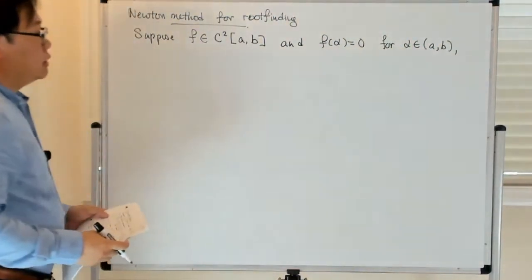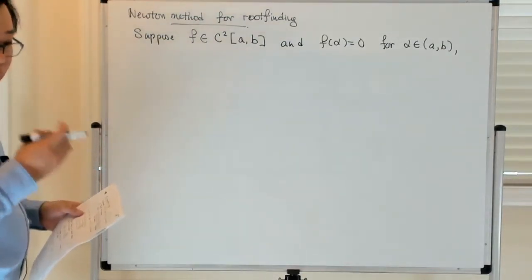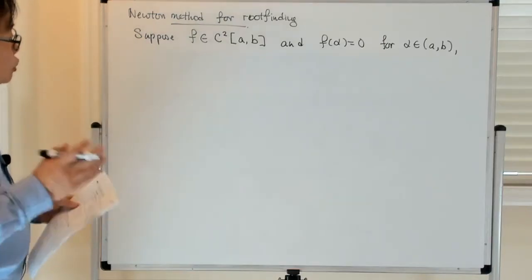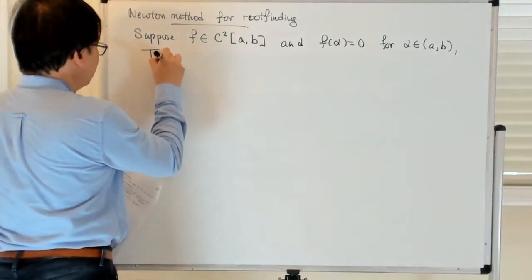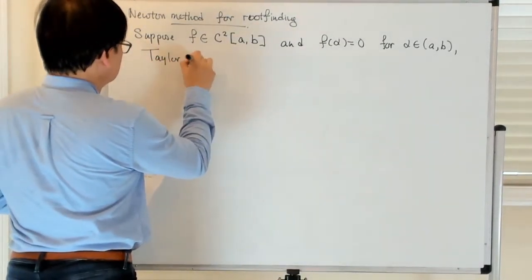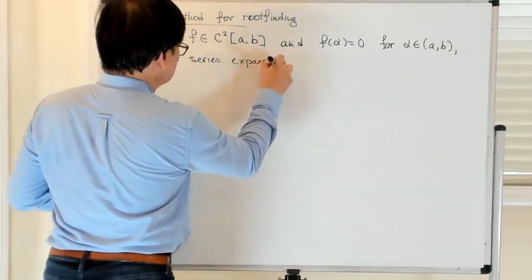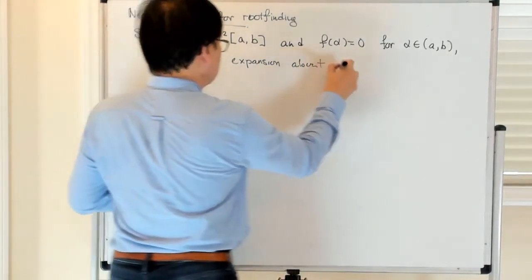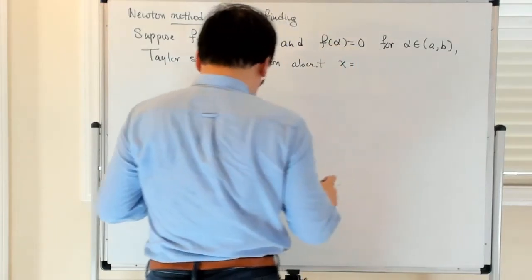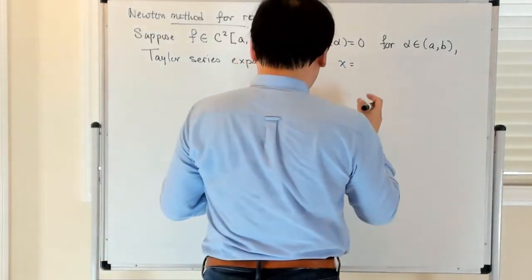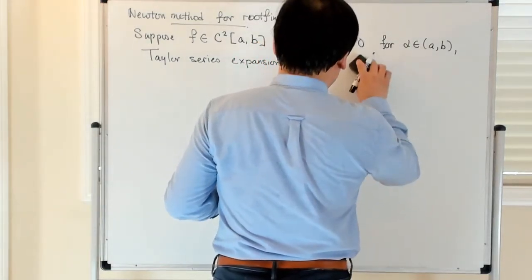Okay, so what I'm going to do basically is a Taylor expansion of the function about the root of this function. Okay, so I'm going to consider a Taylor expansion about, sorry, not about x equals alpha, but x equals some unknown, let's say. Okay, about x, that's it.